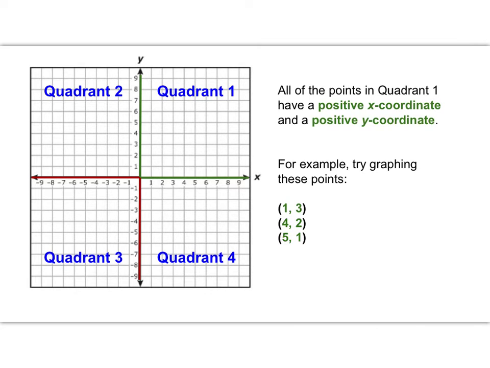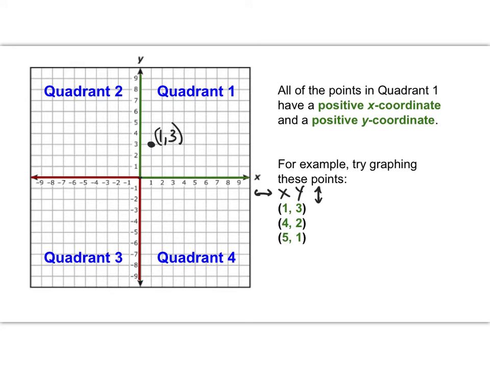Let's see, (1, 3). As we just talked about, the first value in my ordered pair is my x-coordinate. So when I'm graphing (1, 3), I start at the origin, I go 1 to the right, and then I go up 1, 2, 3. The x tells me how far to go left or right, and the y tells me how far to go up or down. And remember, I always start at the origin. So in this case, I go 1 to the right, and then 3 up. So that's the point (1, 3).